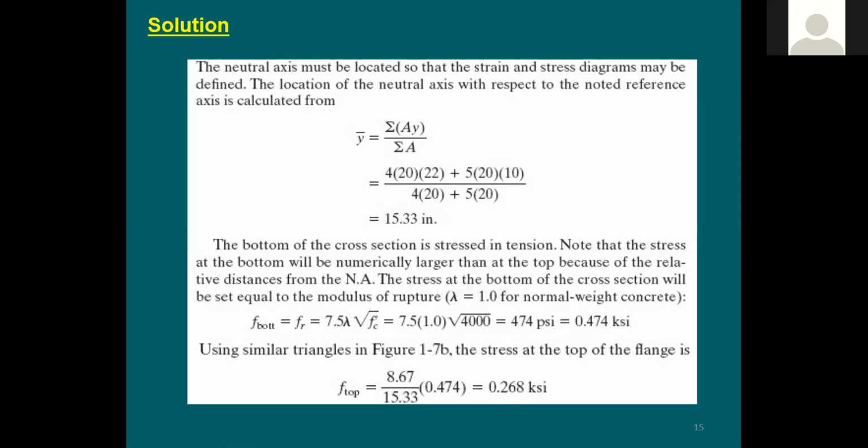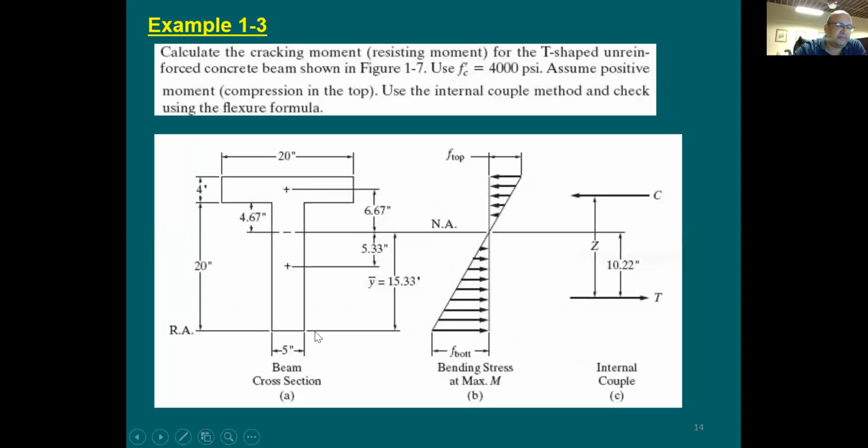Mechanics of materials or statics. You do the summation of the moments of the areas about some axis here at the bottom, and then you divide this by the total area. That gives you the neutral axis location, or the centroid of the entire T section. This says it's going to be 15.33. So this y bar is going to be the location of the centroid of the combined section.